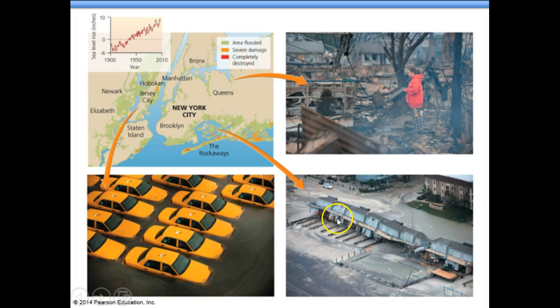So here we can see the results of some of these storms. Here's Jersey City, where we can see flooding of taxi cabs. Look at how deep that water was. We can look in with the edge of Brooklyn and the Rockaways and look at these houses. They've just literally been washed off of their foundations. And then Queens, look at the experience they had here, all from Hurricane Sandy.